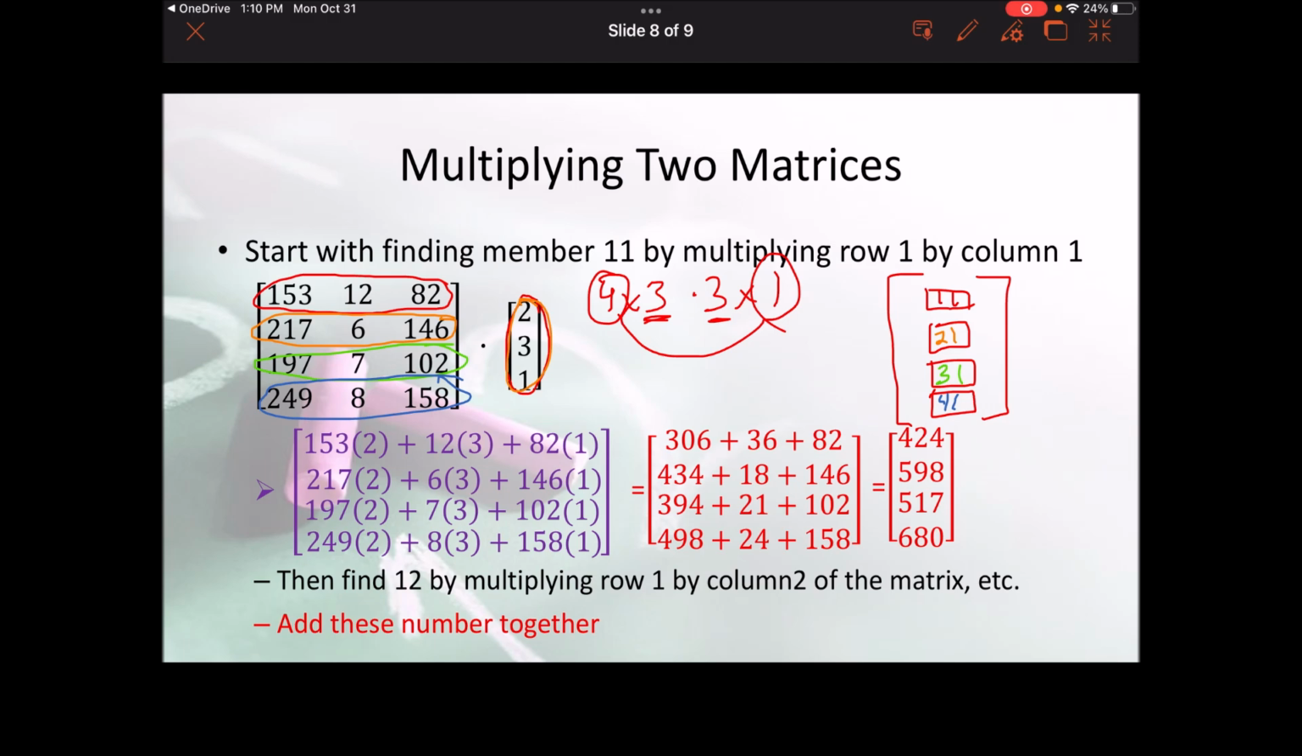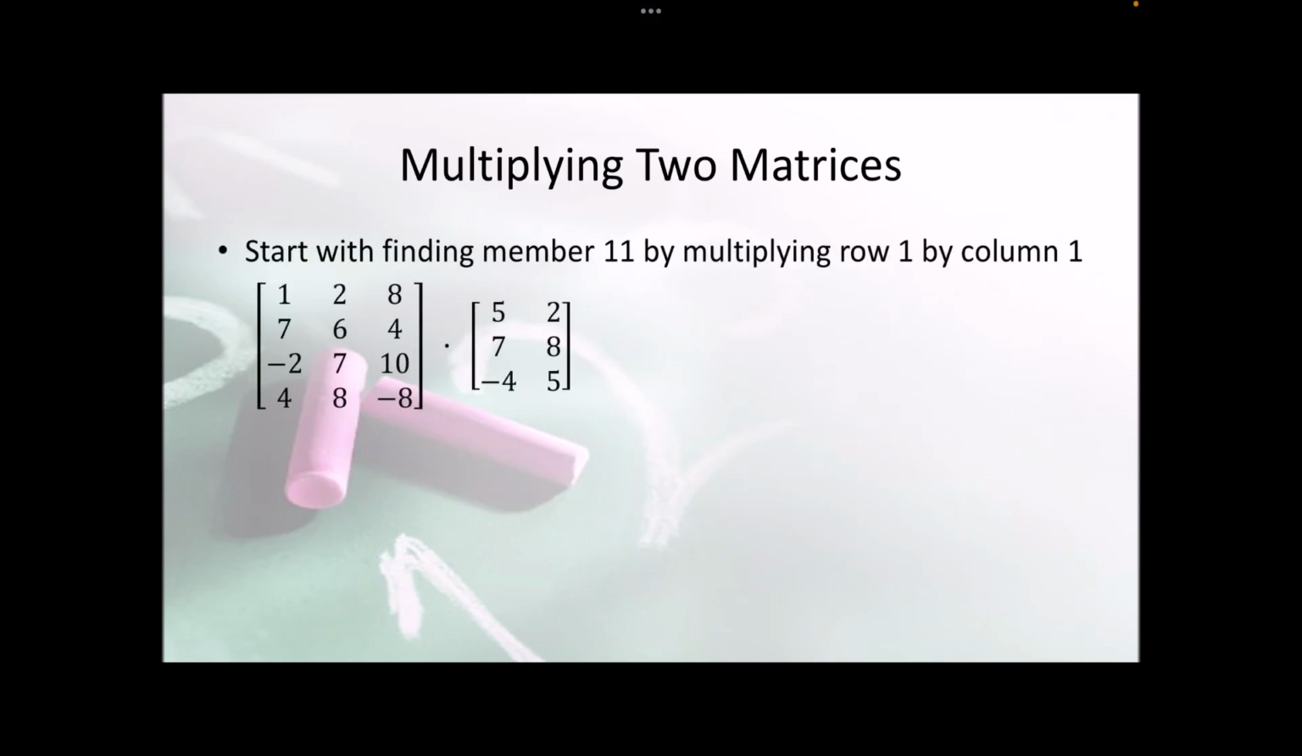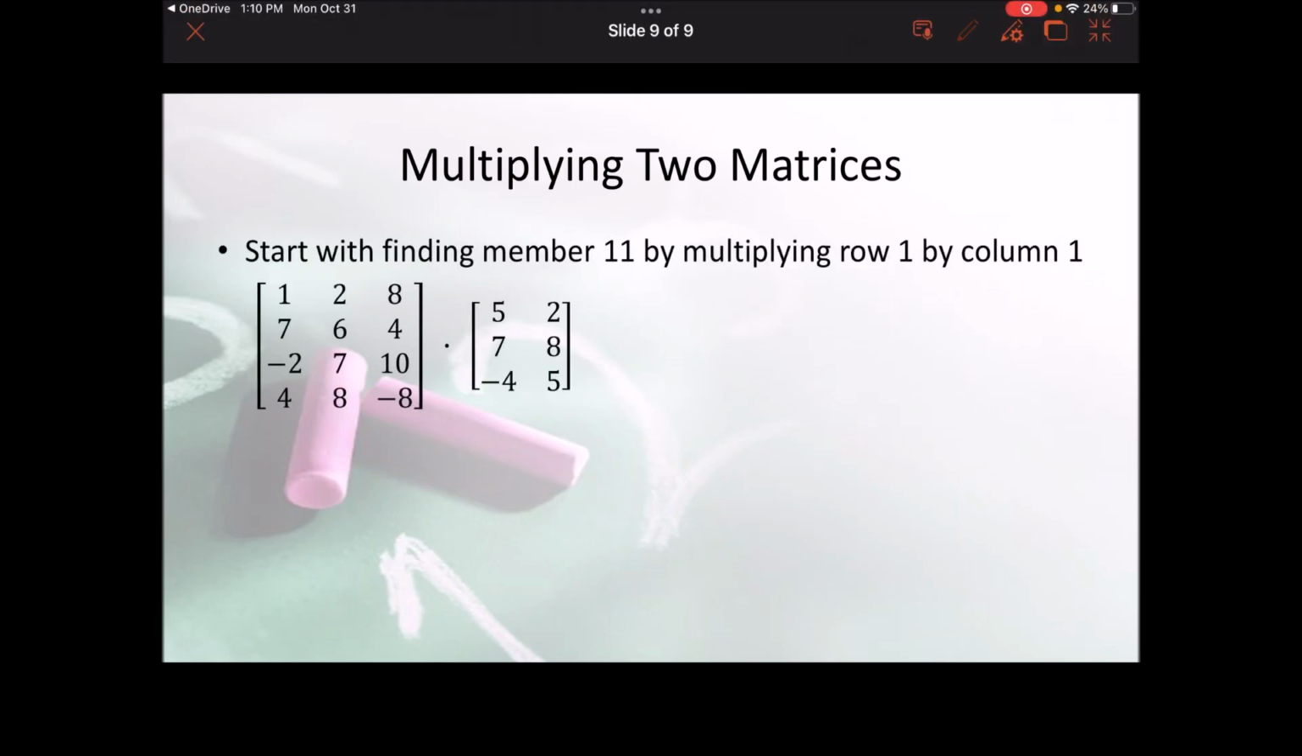Let's do one that's a little bit more of a challenge. Here I have a matrix that is 4 by 3 being multiplied by another matrix that is 3 by 2. Well, since the number of columns in my first matrix equals the number of rows in my second, I can multiply them, and that is going to give me a final matrix that is 4 by 2. So to help us, I'm going to go ahead and draw a matrix that is 4 by 2, just putting boxes in to represent each of those elements.